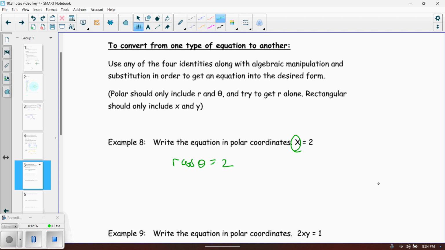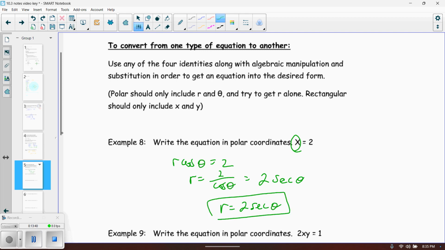If possible, we like to solve for r. It makes it a lot easier to plug into a calculator and graph it and all that kind of stuff. So if it's possible, go ahead and solve for r, simplify. So you divide both sides by cosine of theta. But 1 over cosine of theta is the same thing as secant. So 2 over cosine theta is exactly the same thing as 2 times secant theta. So r equals 2 secant theta would be the equation in probably its simplest form in polar.